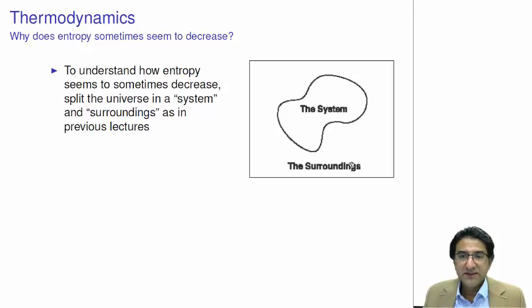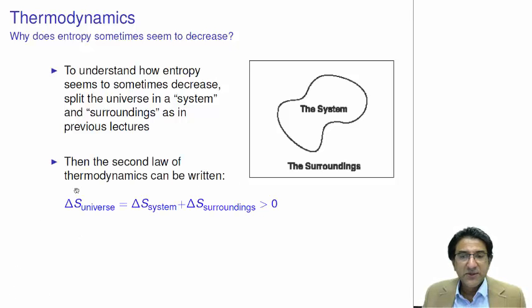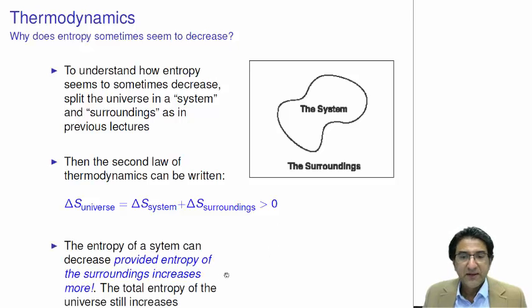Here's the system, here's the surroundings. This could be the crystal or a piece of ice, and here's the surroundings, the beaker or the water that the ice melts into. So when we consider not only the system but the surroundings, we will always find that the change in entropy is bigger than zero. The entropy of the system can decrease. This number here can be negative, provided that the entropy change of the surroundings is opposite and bigger than the entropy change of the system, so that the sum of these two becomes positive.